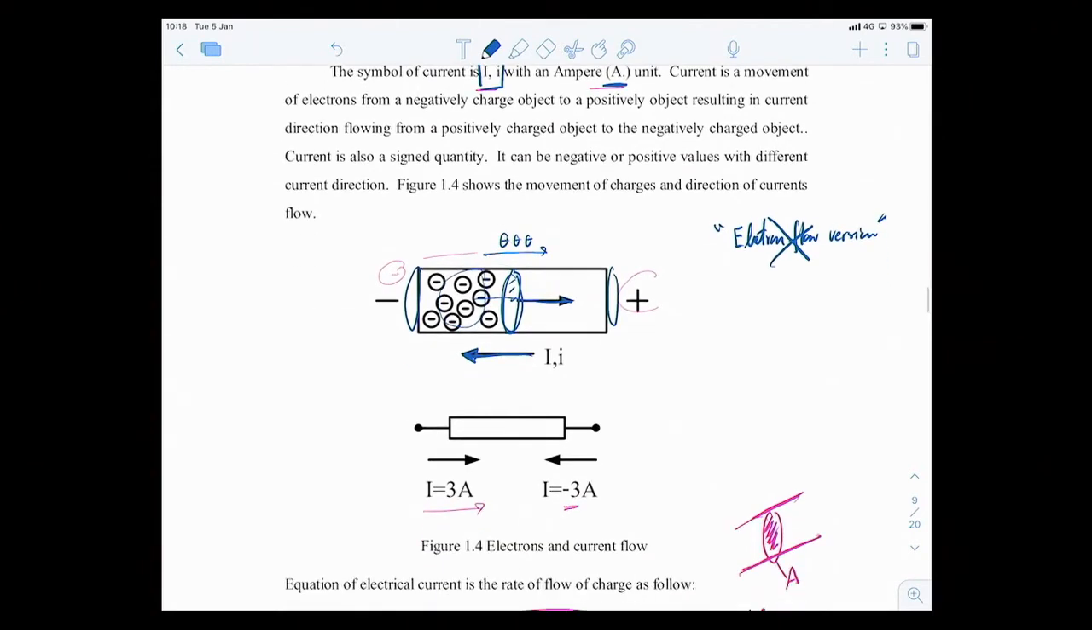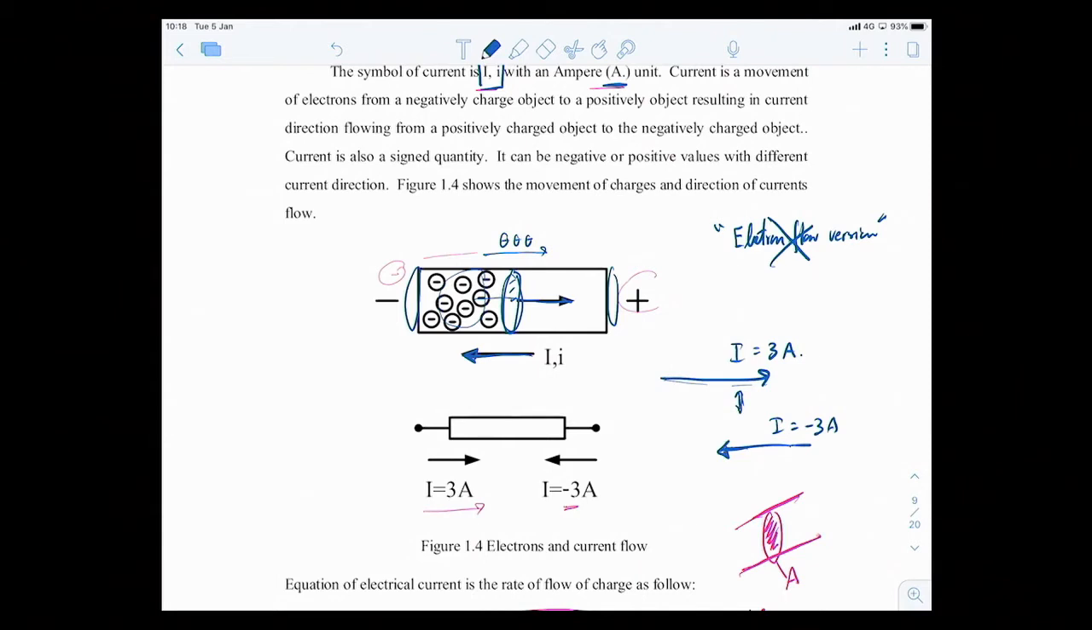Since current has direction, it can be written as positive and negative values. So if I say that I have a current I equal to 3 amps moving from left to right, it's equivalent to saying I equal to minus 3 amps moving in the opposite direction. These two are equivalent.